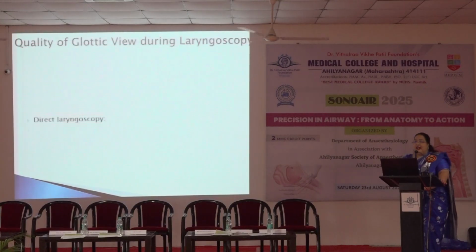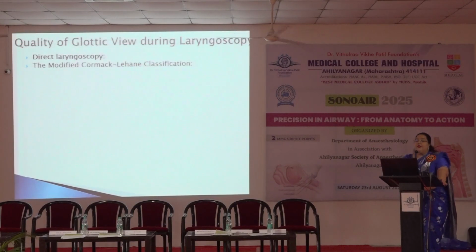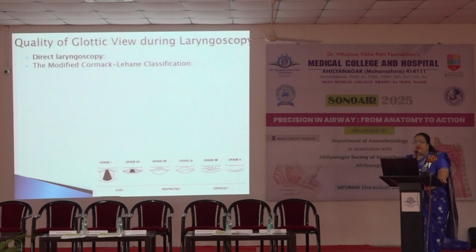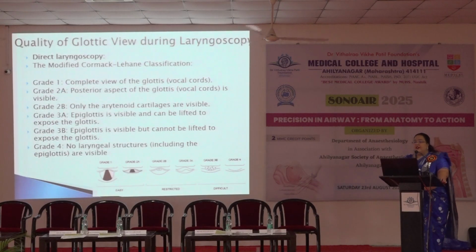Then coming to direct laryngoscopy, the most commonly used classification is the modified Cormack-Lehane classification, where grade 1 suggests complete view of the glottis, that is the vocal cords are seen. Grade 2A is posterior aspect of the glottis is visible. Grade 2B is only the arytenoid cartilages are visible.